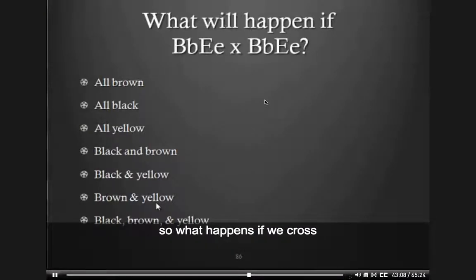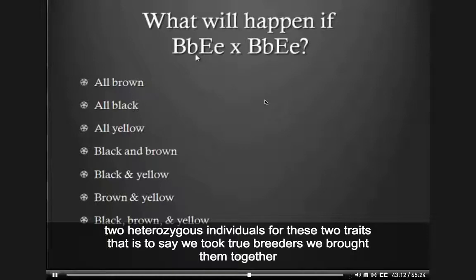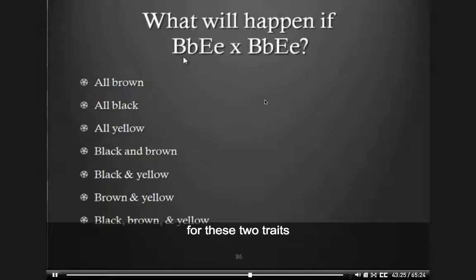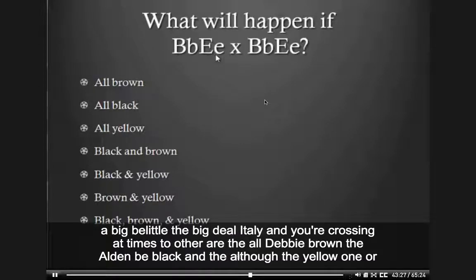So what happens if we cross 2 heterozygote individuals for these 2 traits? That is to say, we took true breeders, we bred them together, we ended up with an F1 generation that was heterozygous for these 2 traits. Okay, big B, little b, big E, little e, and you're crossing them with each other. Are they all going to be brown? Are they all going to be black? Are they all going to be yellow?